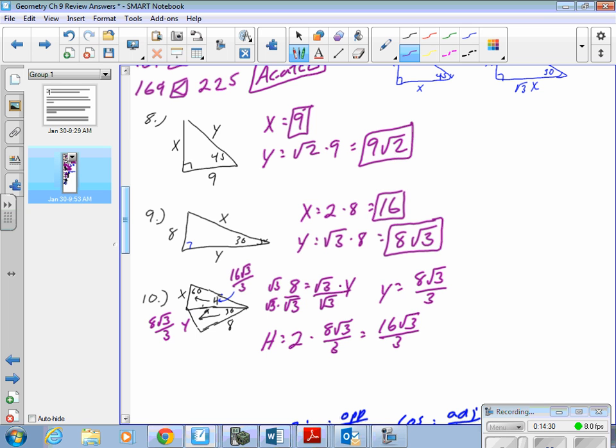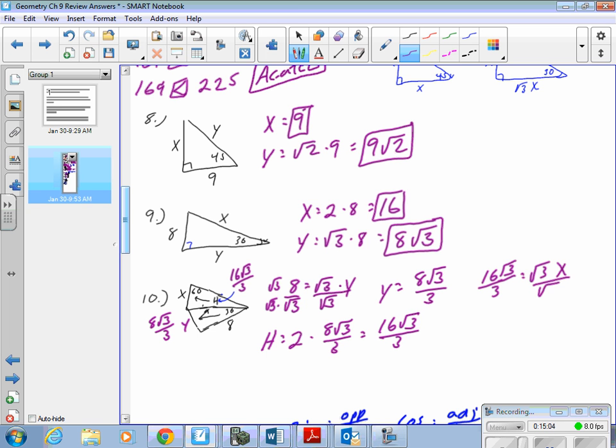Now we're looking at the top triangle. So that h now is the long leg of the top triangle. And the long leg is the square root of 3 times the short leg. In this case, our short leg is the x, which is where we're trying to get to ultimately. So that long leg, 16 square roots of 3 over 3, should be equal to the square root of 3 times the x value, that short leg.